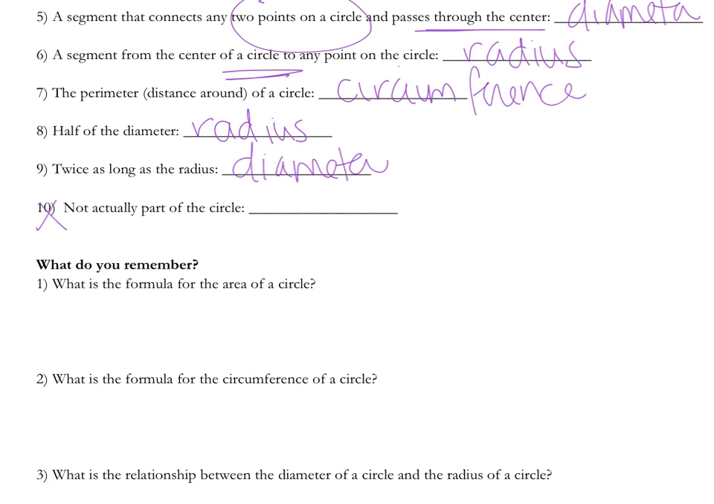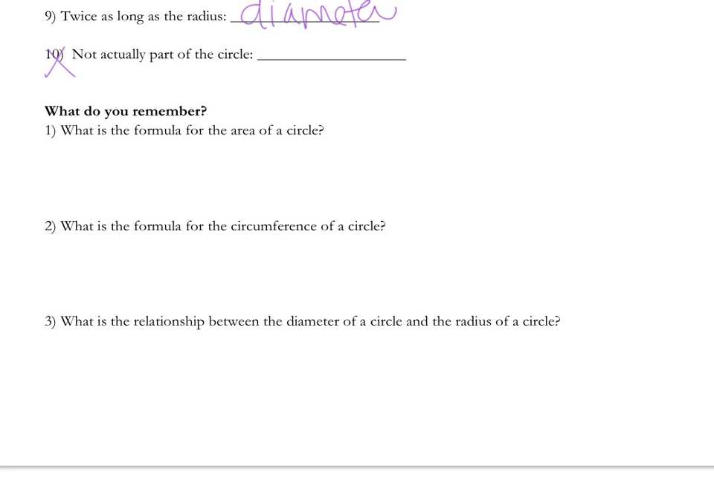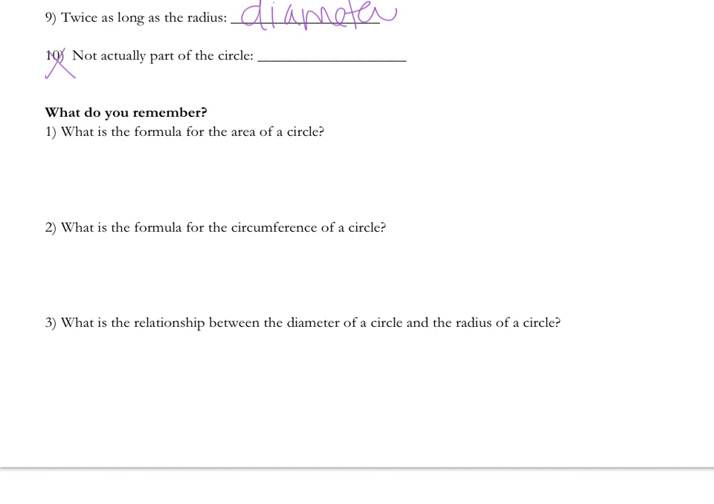Okay, a couple other things we need to talk about is what we remember about a circle. What is the formula for the area of a circle? Anyone remember? Good. Area equals pi r squared. And what is the formula for the circumference of a circle? The way that I always remember it is twinkle, twinkle, little star, circumference equals 2 pi r.